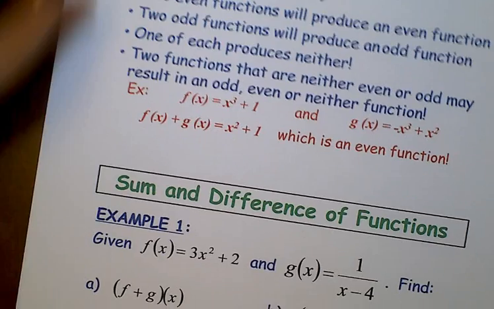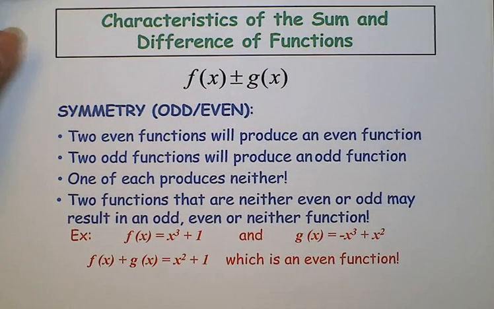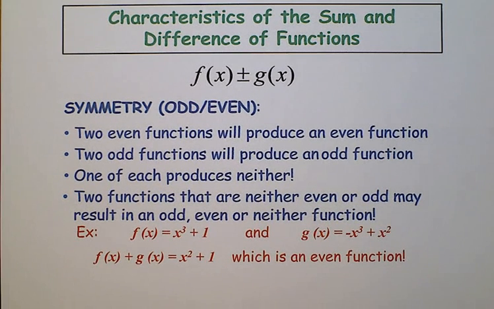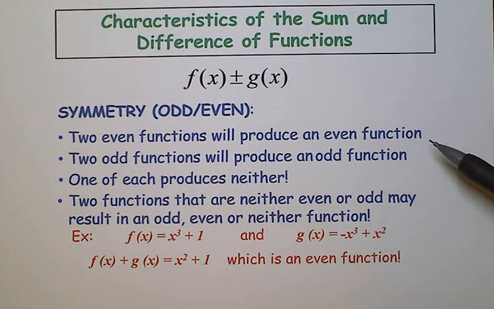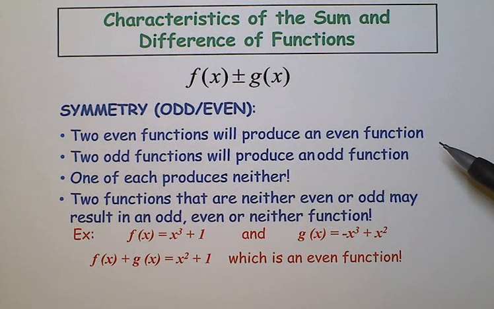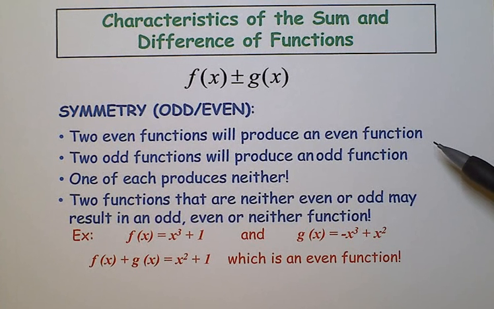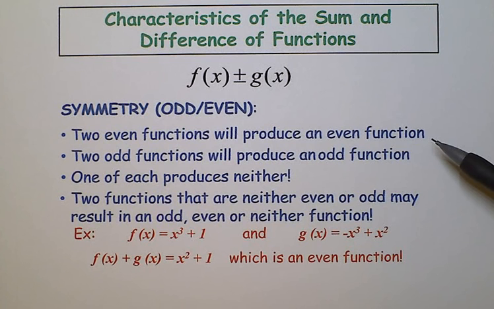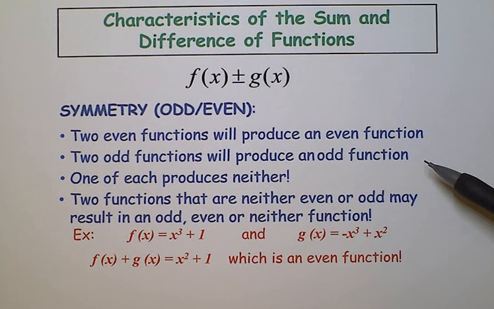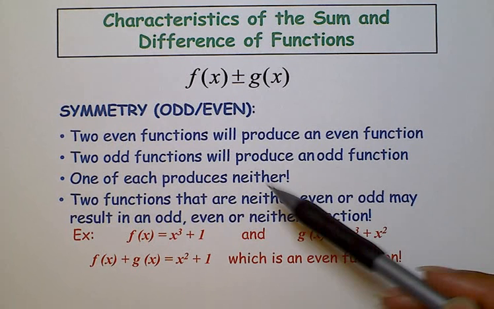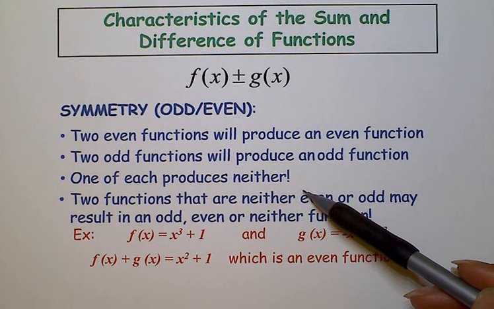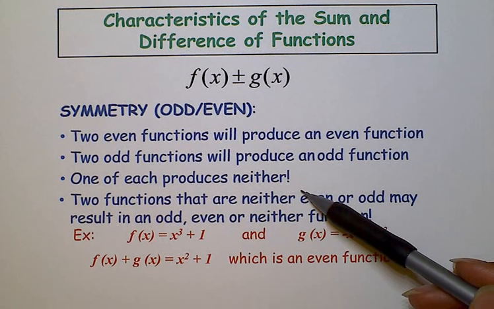Okay, the last part is the symmetry of the function, and this is the one that's a little bit more interesting. Two even functions will produce an even function. What that means is, if you started off with two even functions that you're combining through adding or subtracting, then the combined function will still be an even function. Same goes for odd functions. Two odd functions will produce another odd function. So if the original functions were odd, then the combined function is also odd. However, if you have an even function and an odd function being combined, then your combined function will be neither even nor odd. Okay? And we'll look at why that happens algebraically as well.